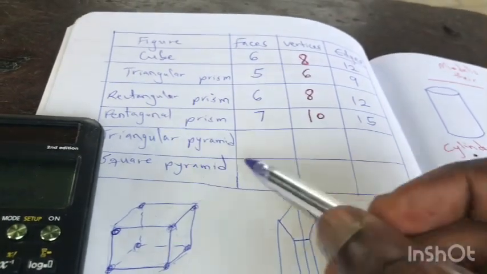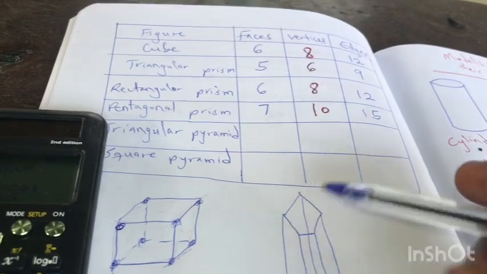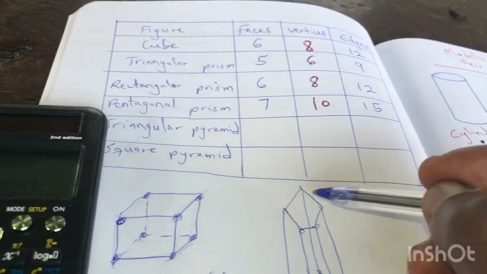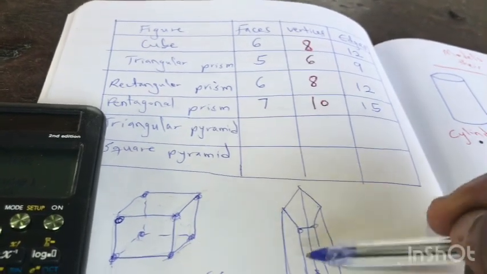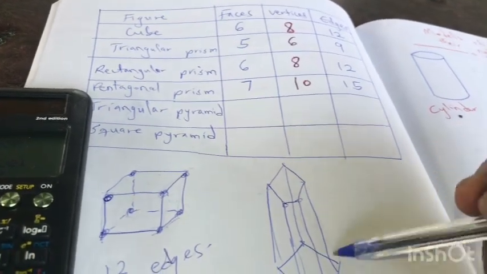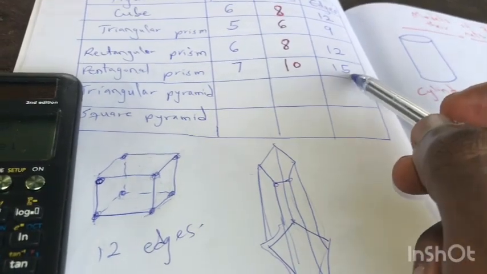How many would the faces be? There will be 7. When you count, it is 7. The vertices, the corners, when you count them, how many are they? They are 10. And the edges, that's the lines. When you count them, how many are they? They are 15, as you can see.